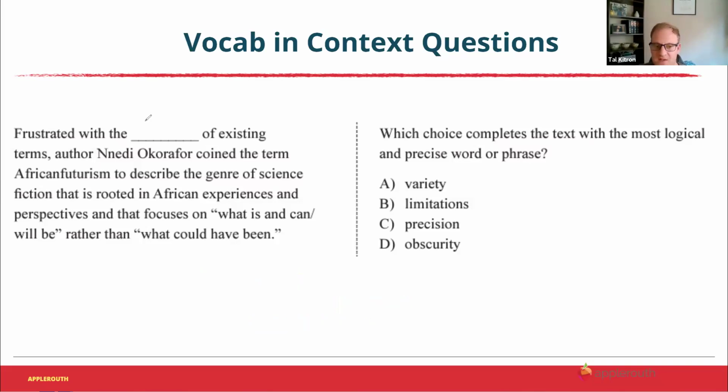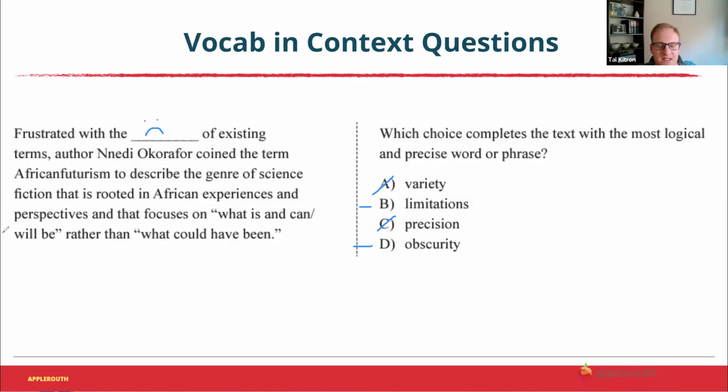In this particular case, we want something bad. This author is frustrated. So frustrated with the something bad of existing terms, meaning not variety, not precision, because those are both happy words. And so it's one of B or D. That's how we do it, eliminate, and then plug them both in to see which one you like better.